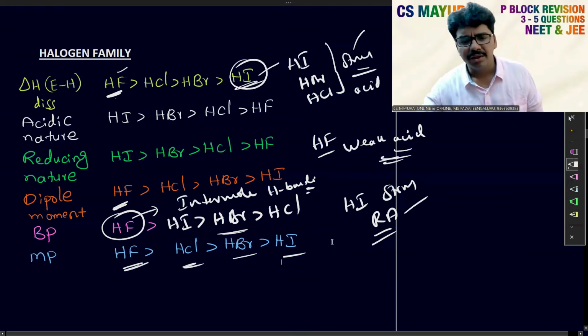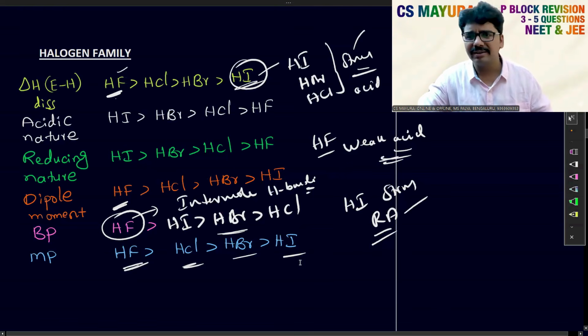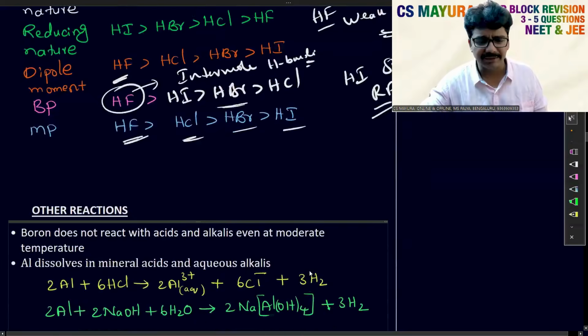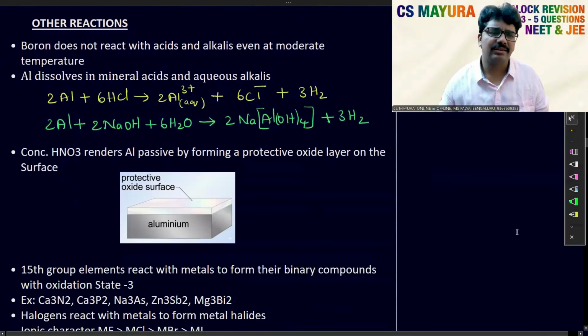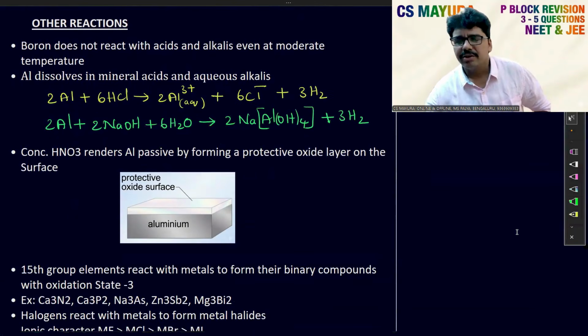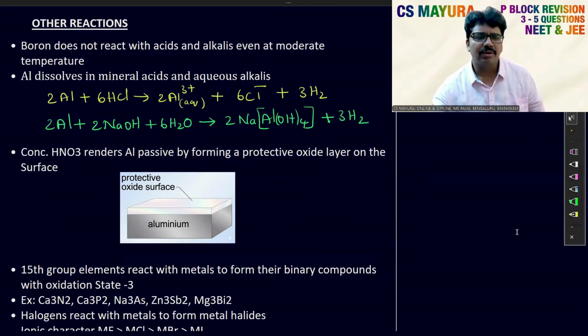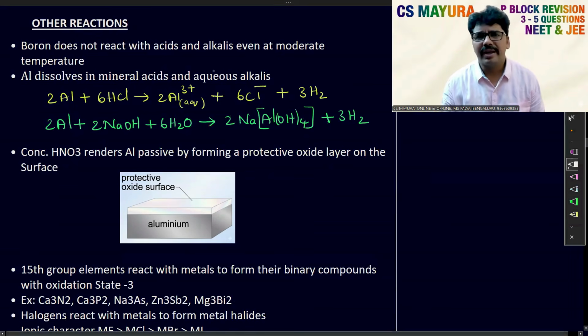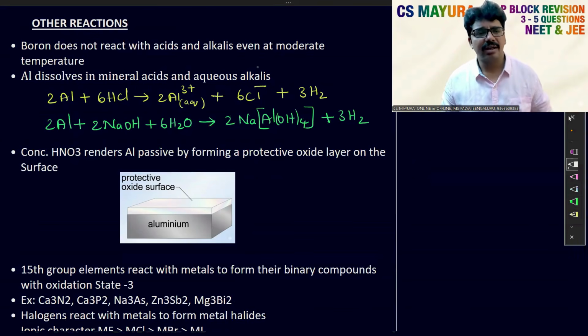This is about hydrides. So if you understand one hydride's logic, the remaining are all the same and easy. Next, other reactions. Now we discussed reactivity towards oxygen, halogens, and hydrogen: oxides, halides, and hydrides. Now, reaction with metals or some other rare reactions. Boron does not react with acids and alkalis even at moderate temperature because boron has a strong crystalline polyhedral structure. Icosahedral units are there. Easily, it won't react with acids and alkalis.